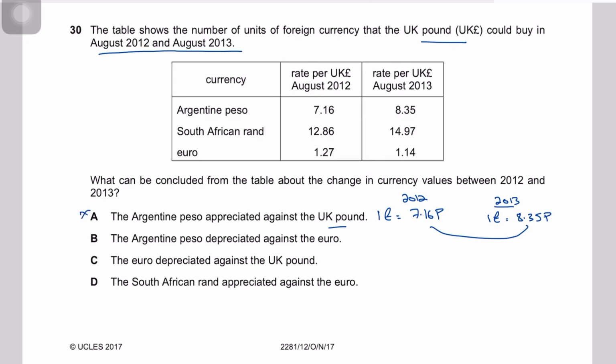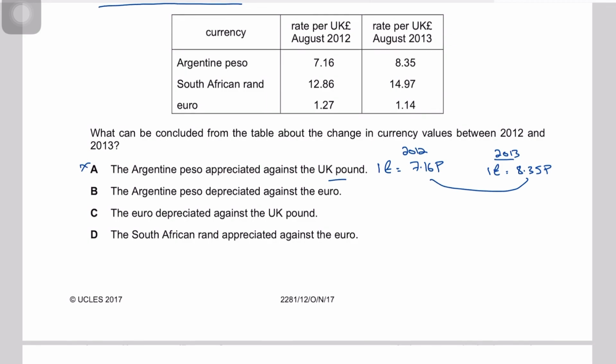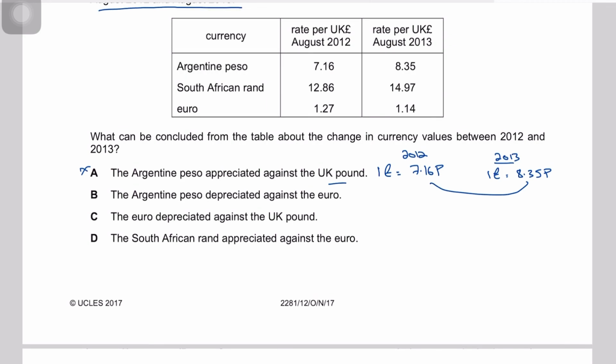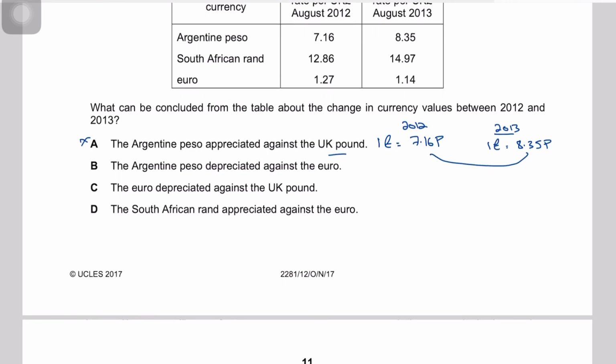B says the Argentinian peso depreciated against the euro. Now over here they have given us the UK's exchange rate, or how much 1 pound is worth in terms of pesos, the South African rand, and the euros. But here they're asking you the exchange rate of the peso with the euro. So let's see how we will do this kind of an MCQ.